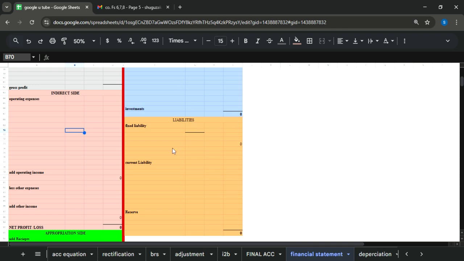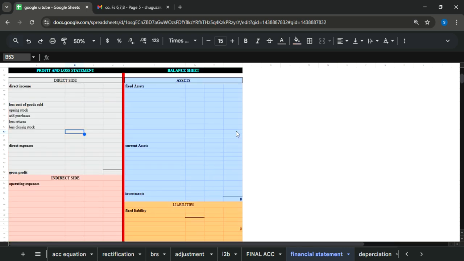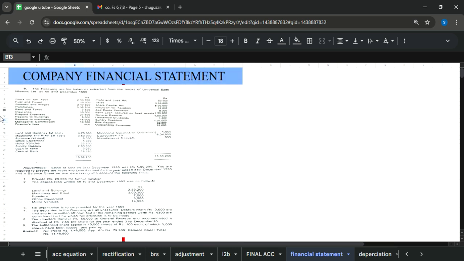On the liability side, you can see that there are three parts: fixed, current and reserve. The sum of these three parts would be the total of liabilities and the total of the balance sheet as well. Then the final part is present over here, where you will consider fixed assets, current assets and investments. The sum of these three would be considered the total of the asset side and the total of the balance sheet as well. So here is the proforma, and this is the overall view of your question.